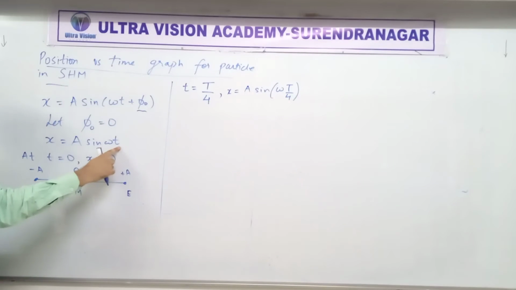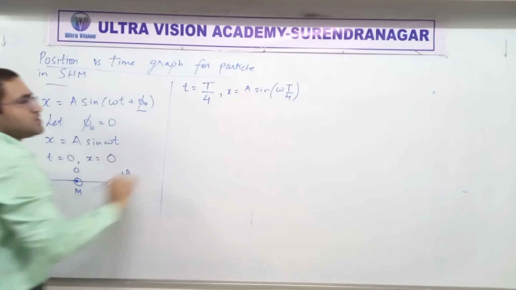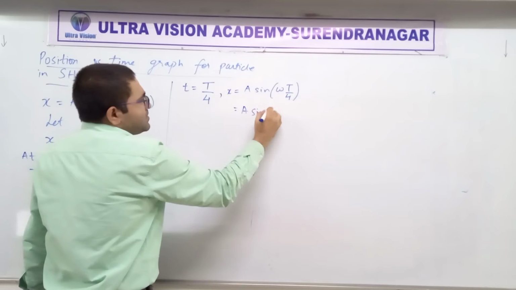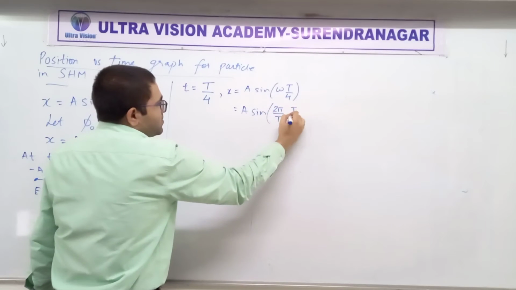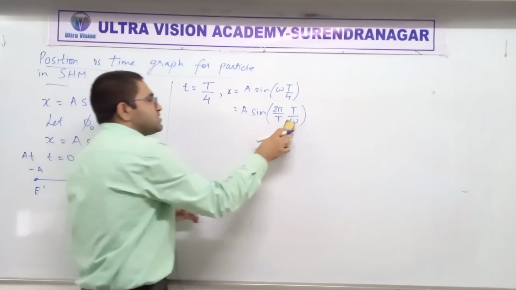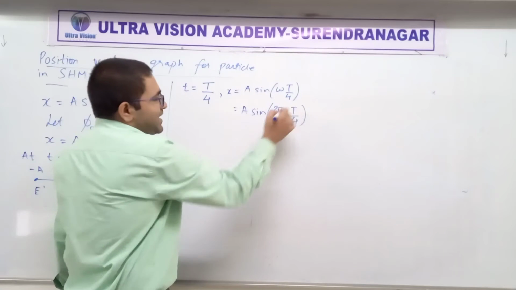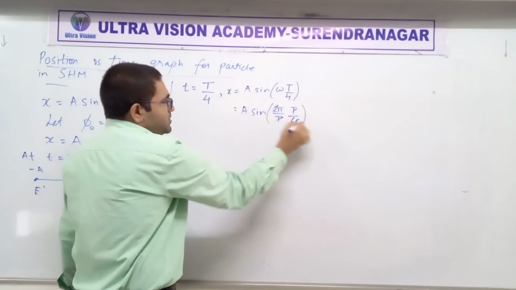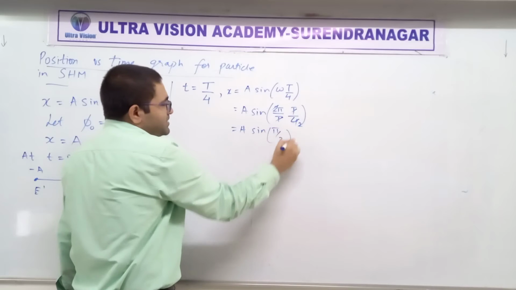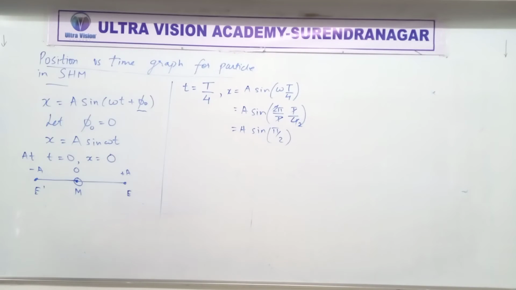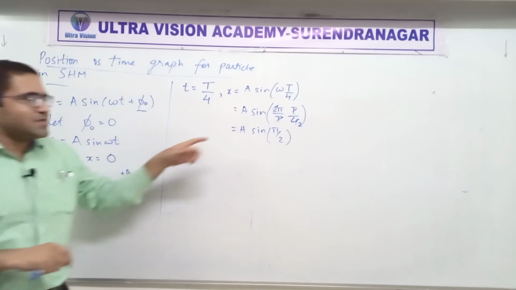I just put the value of t over here. Let's simplify this a little bit: a sin(omega is 2 pi by capital T, times T by 4). Is this step clear, everyone? So T cancels and 2 cancels with 4, so this becomes a sin(pi by 2). Pi by 2 means how many degrees? Pi by 2 is 90 degrees. Very good.